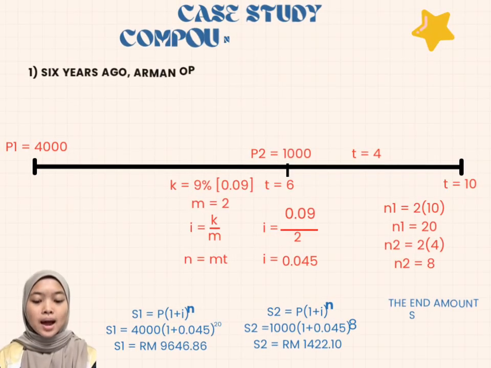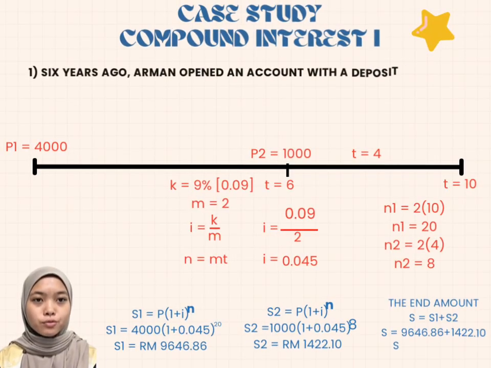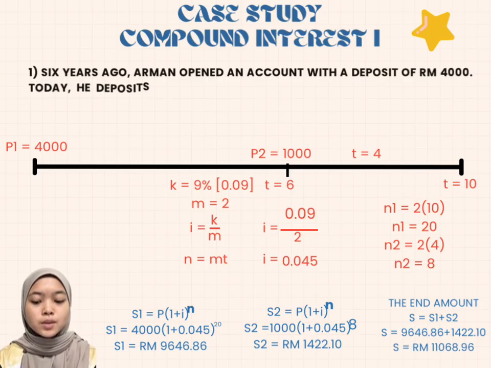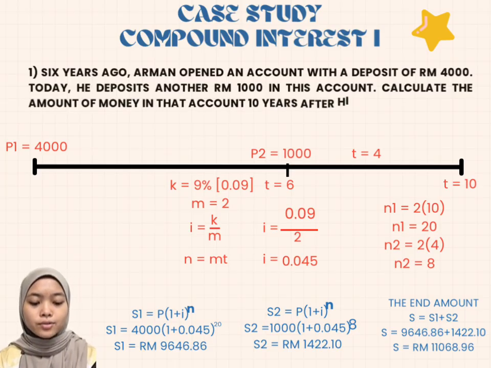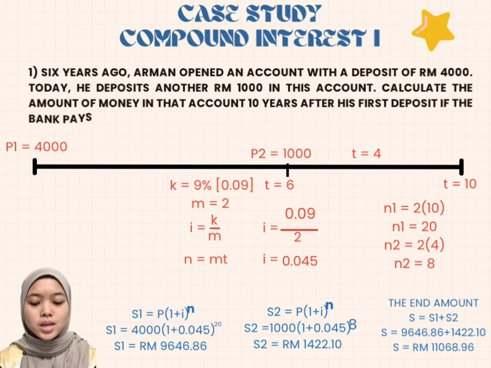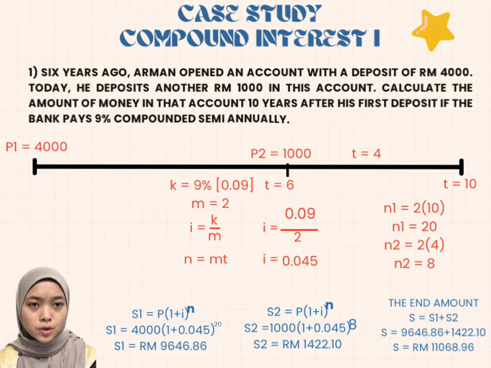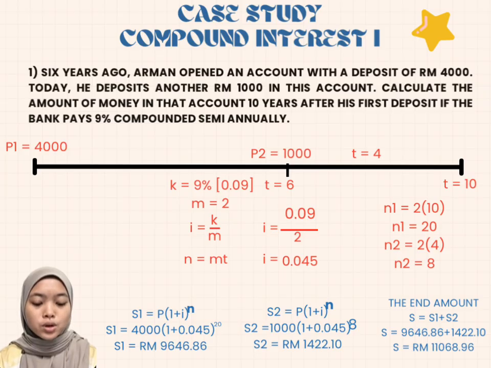Six years ago, Aman opened an account with a deposit of 4,000 ringgit. Today, he deposited another 1,000 ringgit in this account. Calculate the amount of money in that account 10 years after his first deposit if the bank pays 9% compound semi-annually. P1 equal 4,000, P2 equal 1,000, P equal 4, T equal 6, T equal 10.